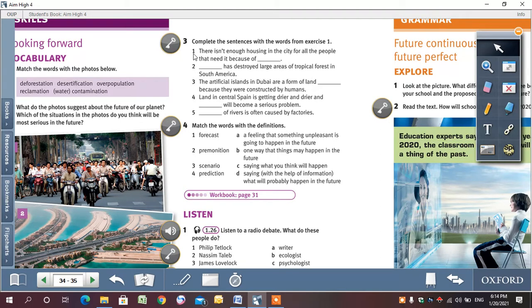Number 1, there isn't enough housing in the city for all the people that need it because of overpopulation. 2, deforestation has destroyed large areas of tropical forest in South America. 3, the artificial islands in Dubai are a form of land reclamation because they were constructed by humans. 4, land in central Spain is getting drier and drier, and desertification will become a serious problem. 5, contamination of rivers is often caused by factories. Let's take a look at the answers.